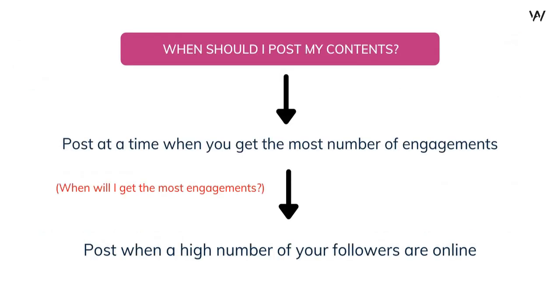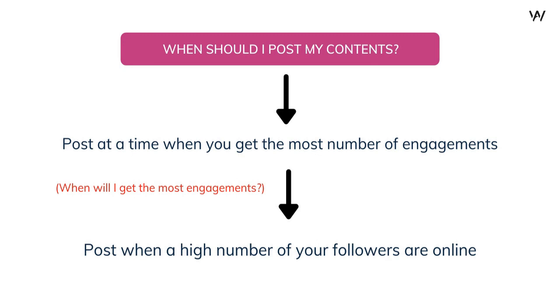As you can see on the screen, the question arises, when should I post my contents? The answer would be post at a time when you get the most number of engagements. When I answer that way, you'll have a next question: when will I get the most engagements? Again, the answer would be post when a high number of your followers are online. When a lot of people are online and you post your contents, a lot of people would be seeing your contents, and hence the number of people interacting with your contents would be high. Now that is the trick to increase the reach of your post.